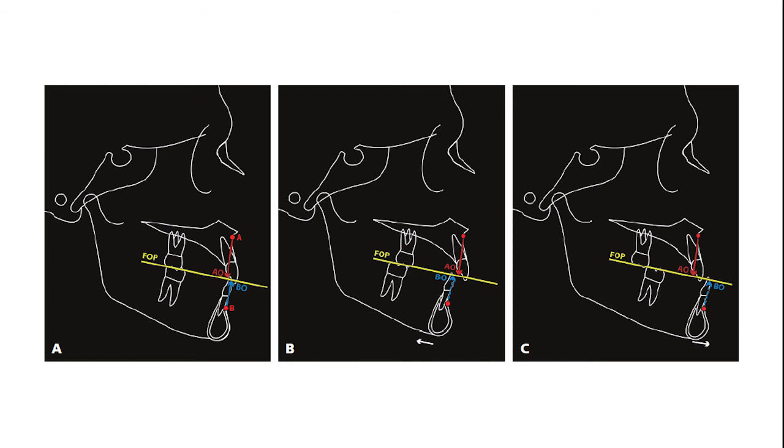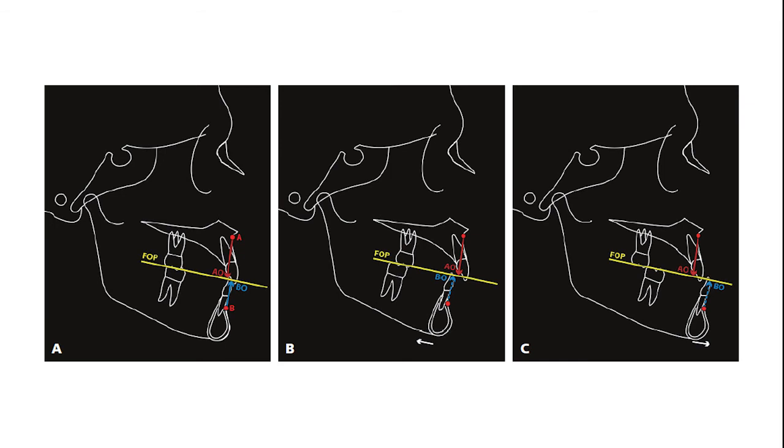The procedure involves constructing perpendiculars from maxillary A point and mandibular B point to the functional occlusal plane. The functional occlusal plane is drawn through the region of the overlapping cusps of the first permanent molars and the premolars, establishing the points AO and BO respectively, and measuring the distance along the functional occlusal plane between the points AO and BO. The linear measurement between AO and BO provides an indication of sagittal discrepancy between the maxilla and mandible.